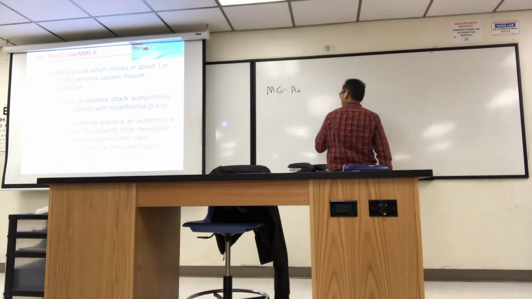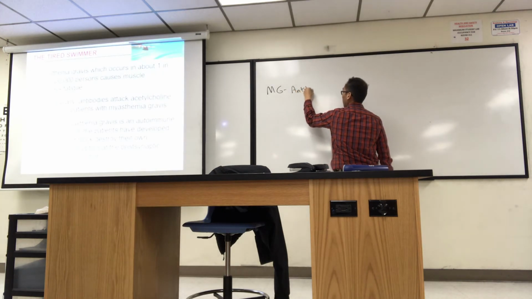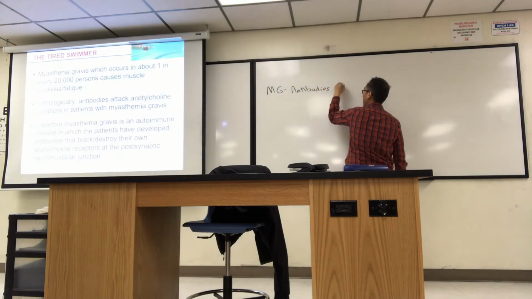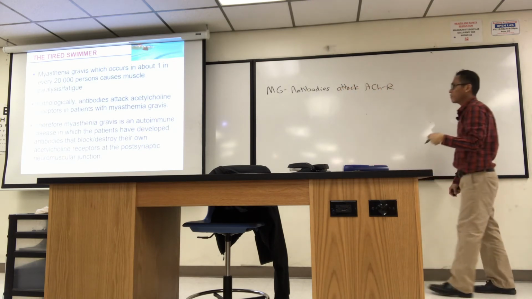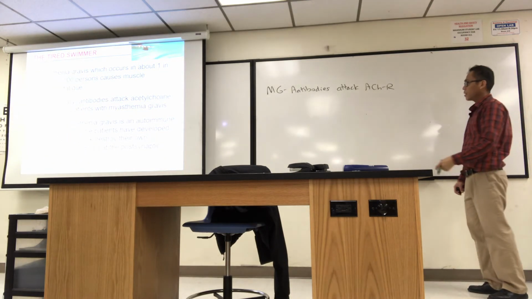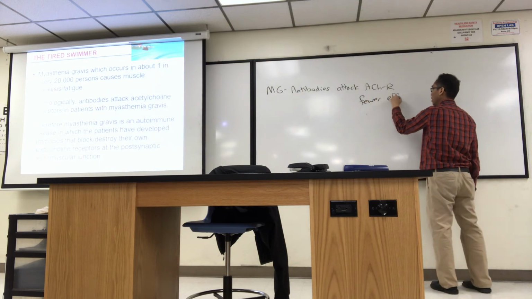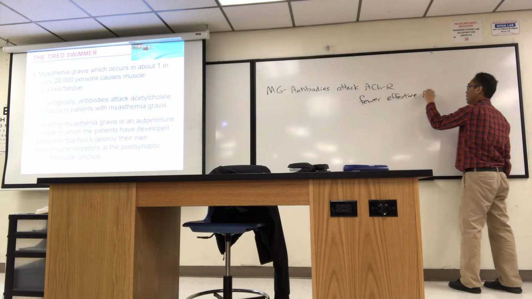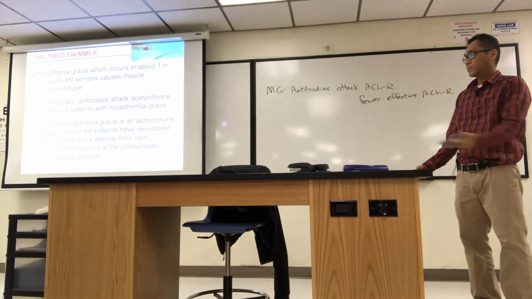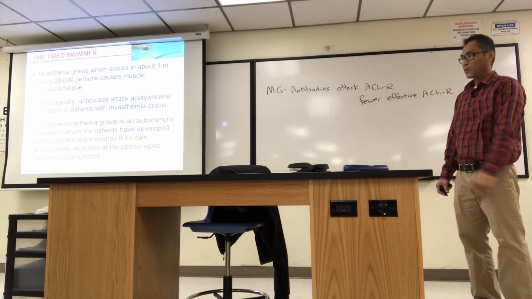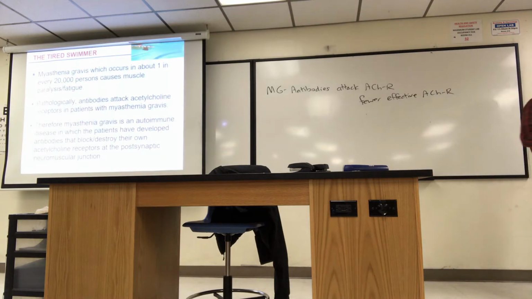So, in Myasthenia gravis, antibodies attack AChR. So you have fewer effective AChR. The symptom of this is muscle weakness because the acetylcholine receptors in the postsynaptic neuromuscular junction are destroyed, so you have fewer that are working well.